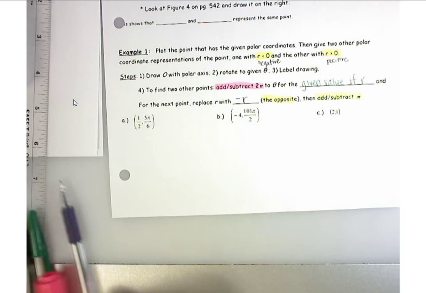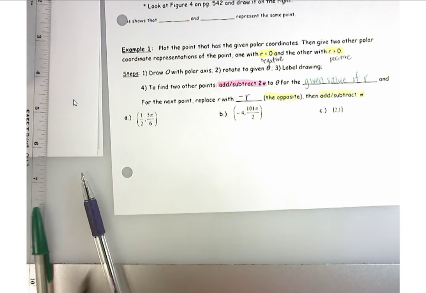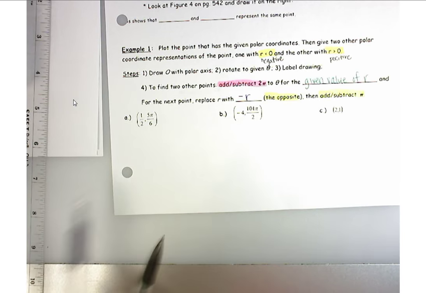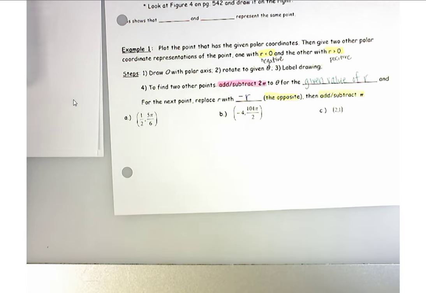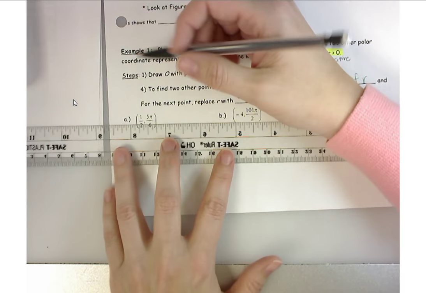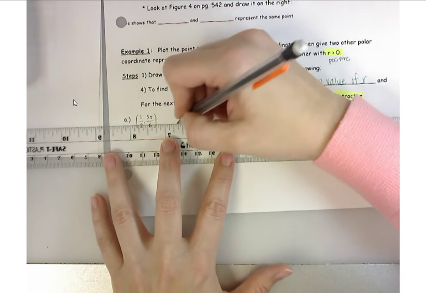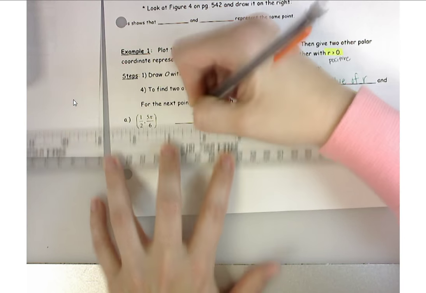All right, so we're going to start with 1/2, 5 pi over 6. So 5 pi over 6 is really close to what? Pi, right? We know it's approximately how many degrees from pi? Okay, so then I'm going to start, and you are going to want to give yourself room, so don't take up your whole space here.